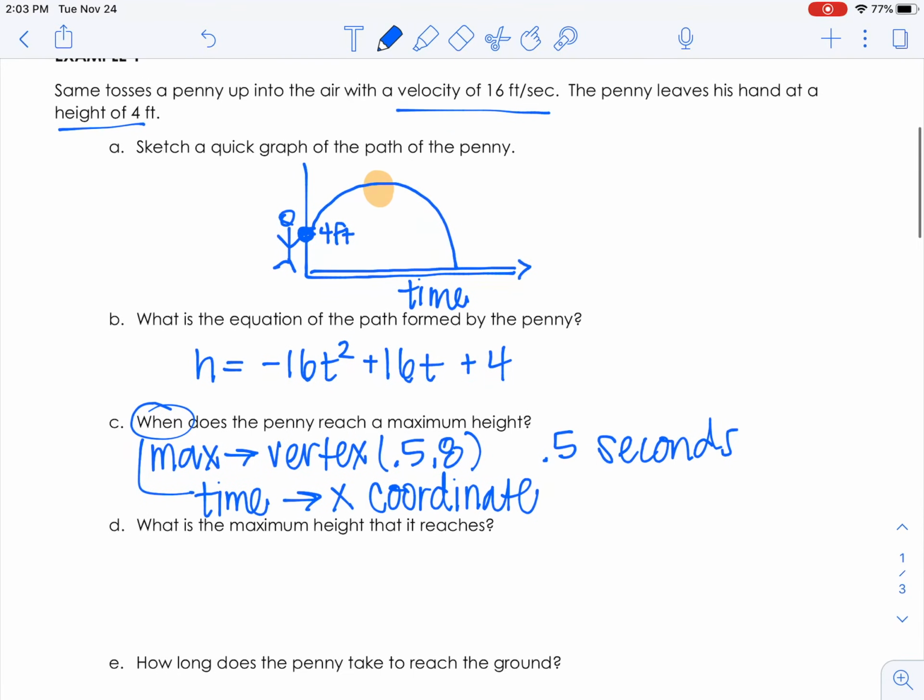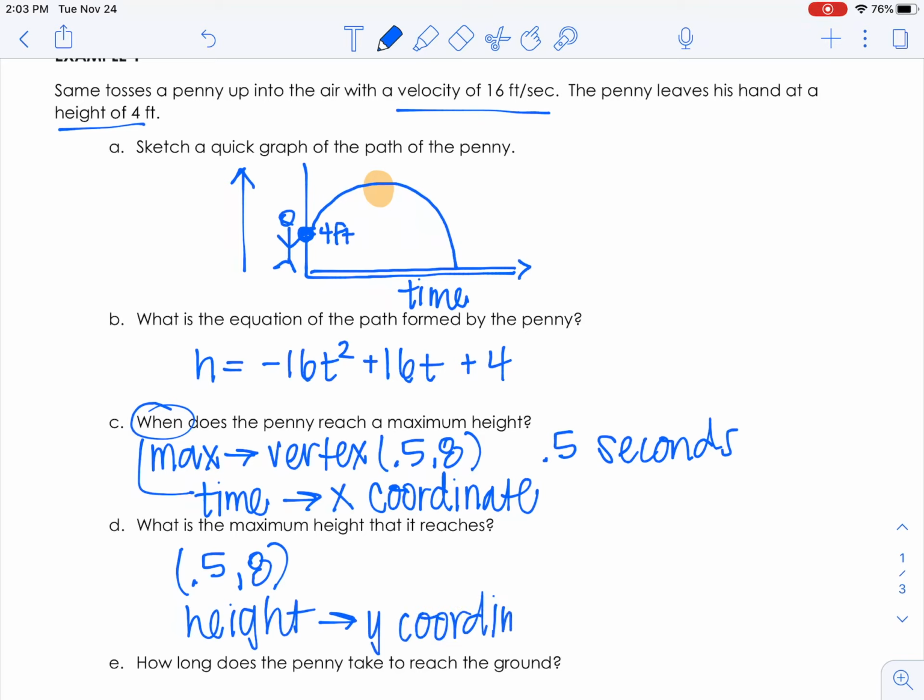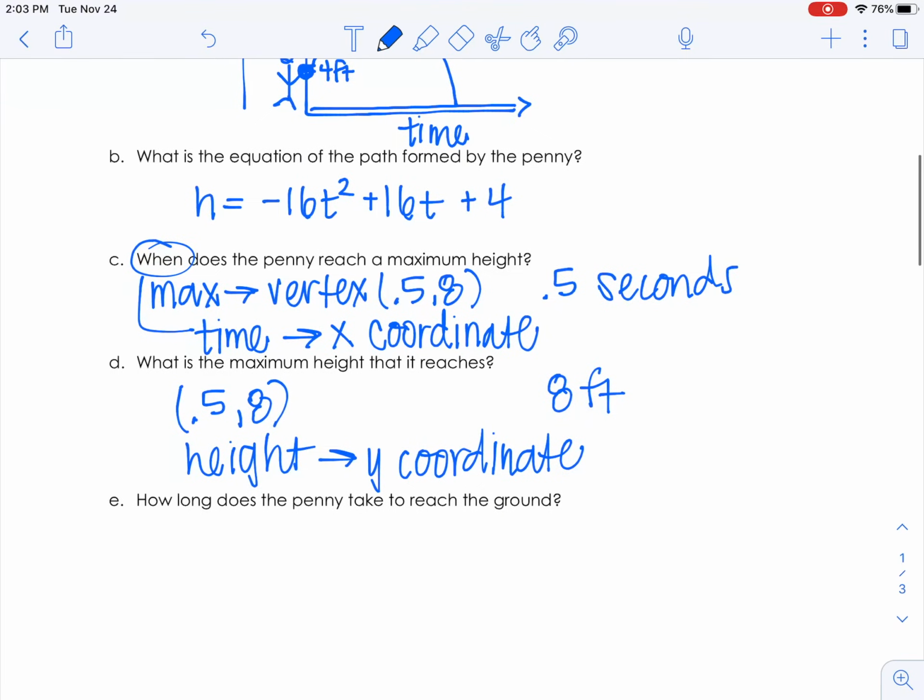What is the maximum height? Well, that would be at that maximum with our vertex of (0.5, 8). But remember, this is your vertical variable, so your height is what we're looking for, which would be the y-coordinate of that vertex. So 8 feet. How long does the penny take to reach the ground?